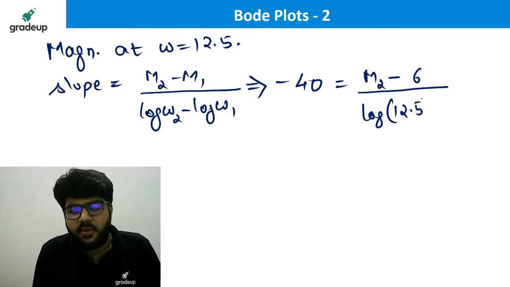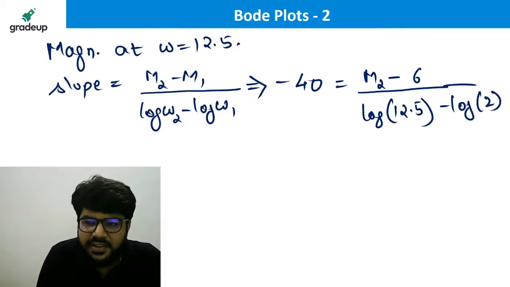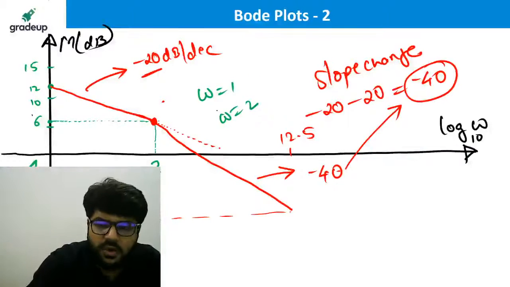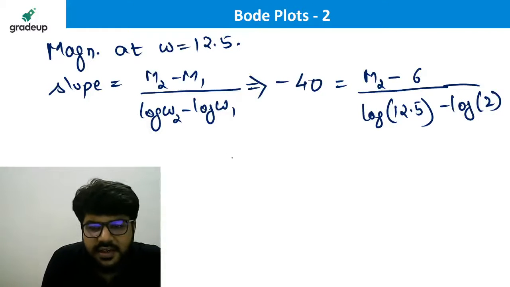It is going till omega 2, that is, 12.5. And what is the frequency? It has started with the corner frequency 2. So log of omega 2 minus log of omega 1 I have written here. Solving this, what is the value of m2 that you should get?